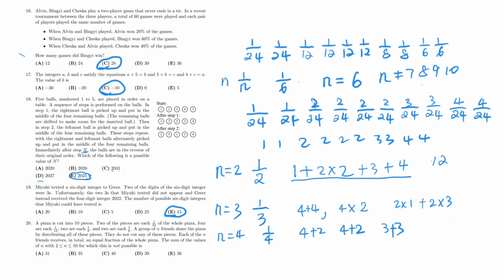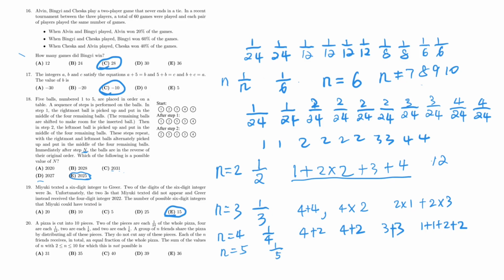And then we have 1 plus 1 plus 2 plus 2, still have the 2, 2. That's 6. So each person gets 6 over 24, that's 1/4. If n equals 5, one person shares 1/5.